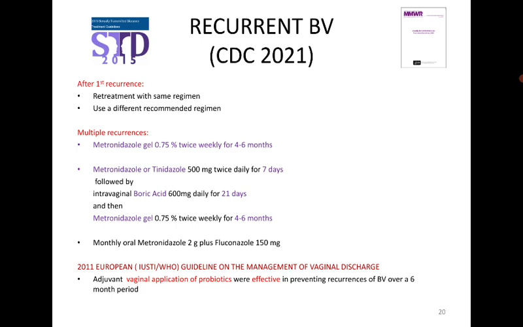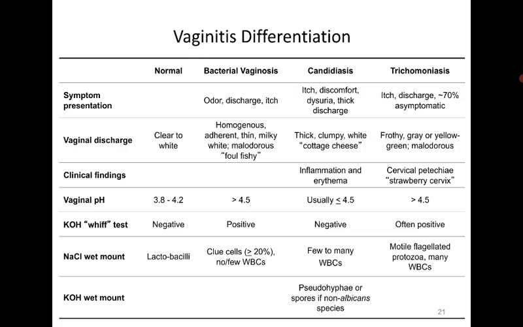0.75% twice weekly for 4 to 6 months. Or if you are using metronidazole tablet, then 500 mg twice daily for 7 days, followed by intravaginal boric acid 600 mg daily for 21 days, and then metronidazole gel 0.75% twice weekly for 4 to 6 months. Very important: in multiple recurrence cases, monthly oral metronidazole 2 gram plus fluconazole 150 mg you can give. European guideline on management of vaginal discharge: adjuvant vaginal application of probiotic was effective in preventing recurrence over a 6-month period. Probiotic, vaginal application of probiotic.